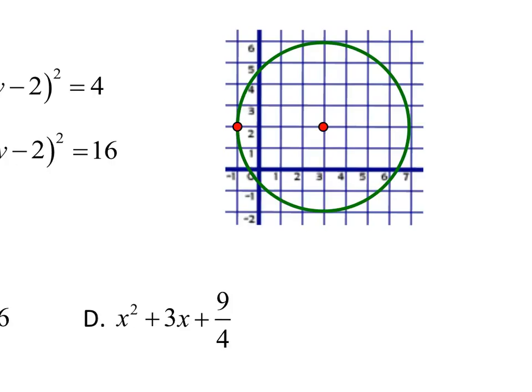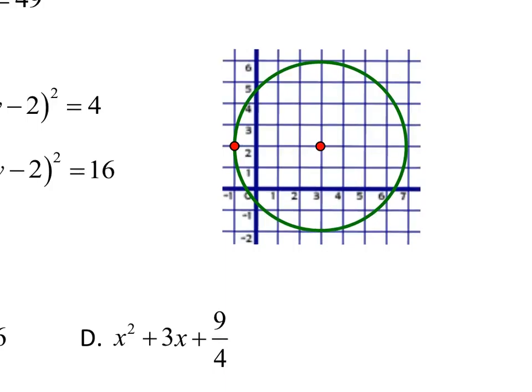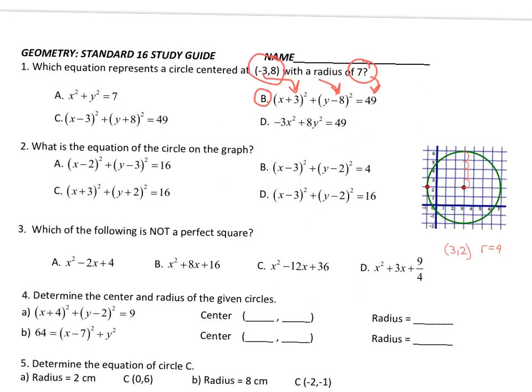In the second question, we're looking to come up with an equation for this circle. So the center is at coordinates 3, 2, and counting the radius is 1, 2, 3, 4. So finding the equation that has center 3, 2, we have to switch signs. So that's why it would be D here with radius 4. 4 times 4 is 16.